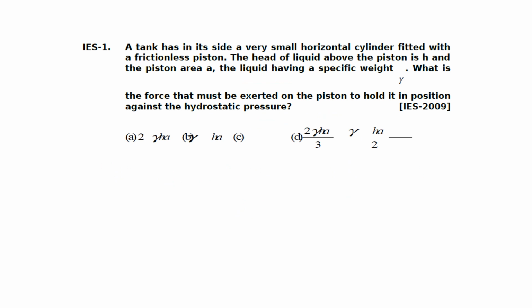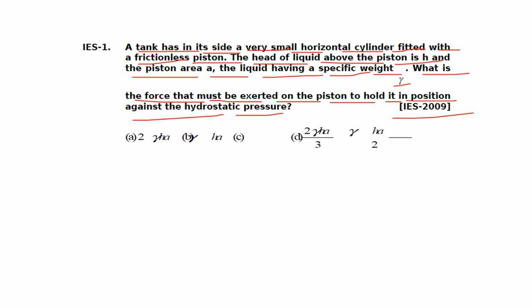This question came in Engineering Services 2009. A tank has in its side a very small horizontal cylinder fitted with a frictionless piston. The head of the liquid above the piston is H. The piston area is A. The liquid has a specific weight gamma. What is the force that must be exerted on the piston to hold it in position against the hydrostatic pressure?